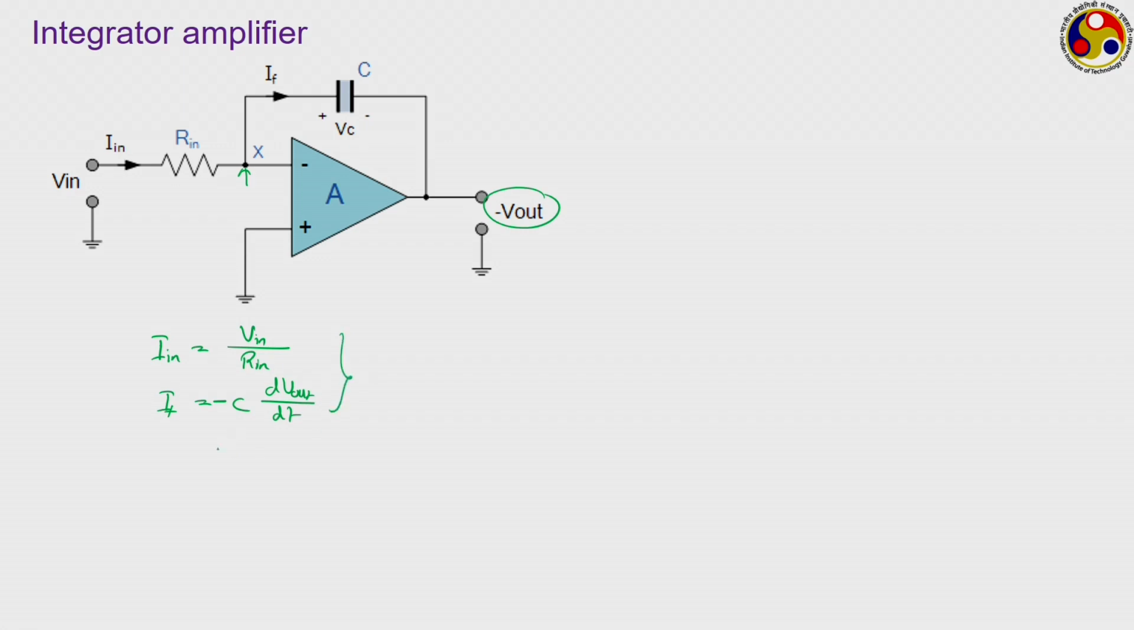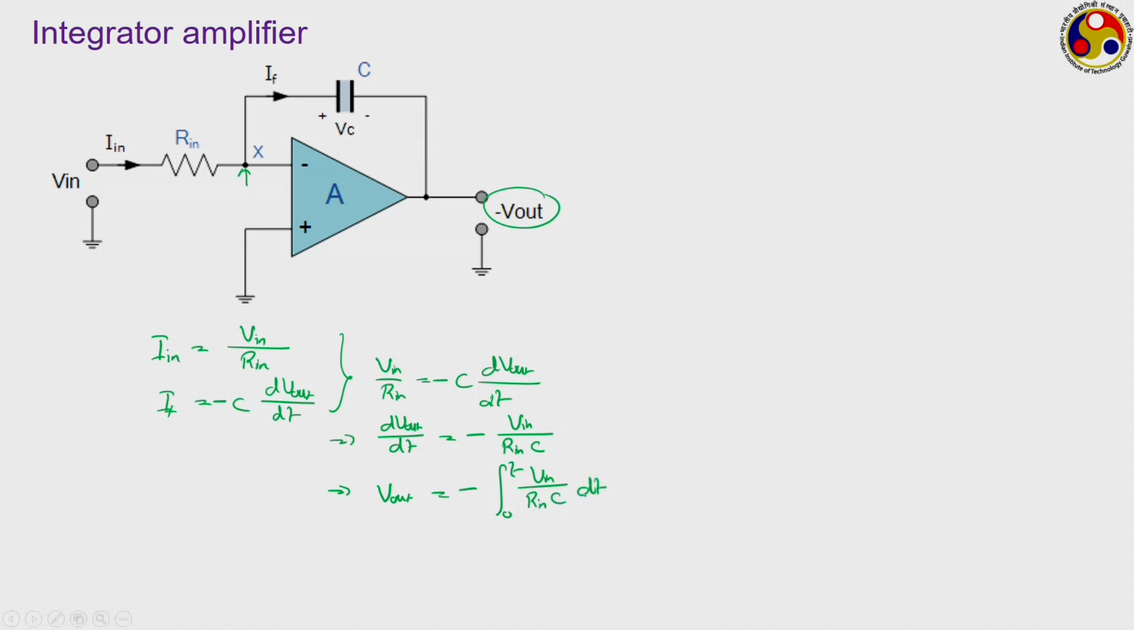So if we equate these two, then we have V in upon R in is equal to minus C into dV out dt, that is dV out dt is equal to minus of V in upon R in C, or V out will be equal to minus of integral 0 to t V in by R in C dt. So it is an integrated form. The output signal will be an integrated version of the input signal.